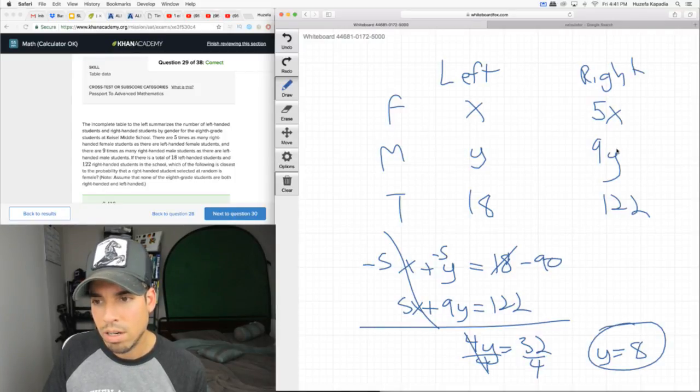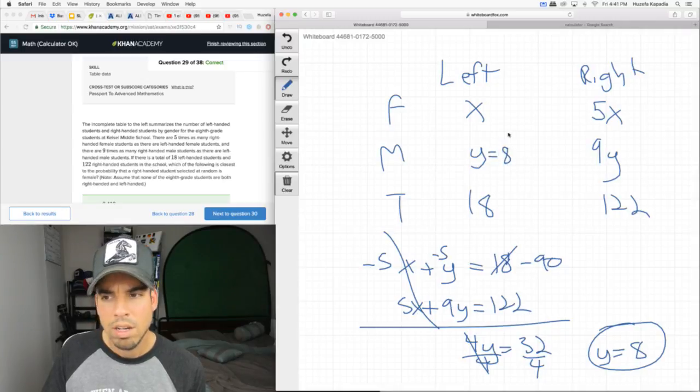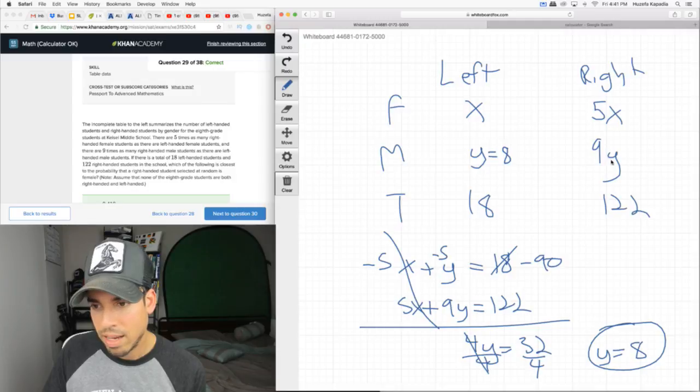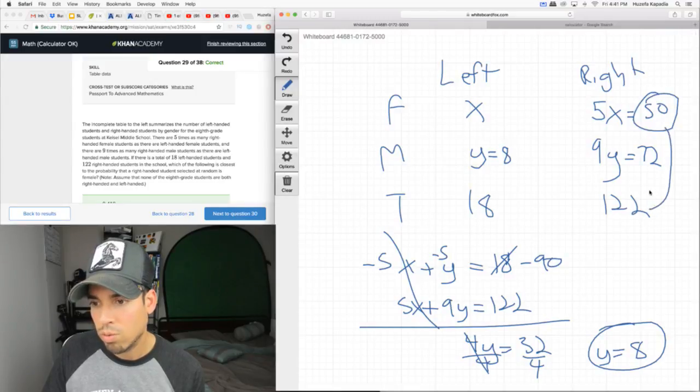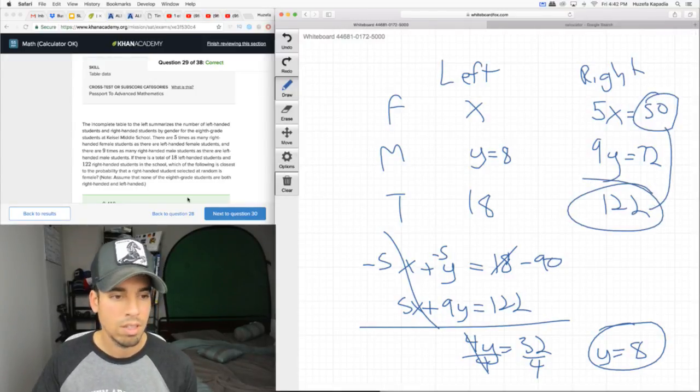We wanted right. So then this equals 8. I think we wanted right-handed females. And then 9 times 8 equals 72, and 122 minus 72 definitely equals 50. So 50 over 122. That gives us the answer.